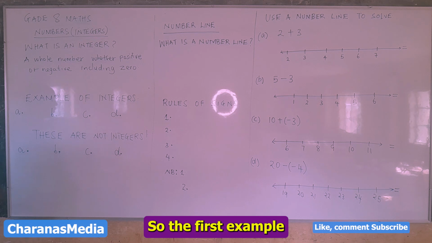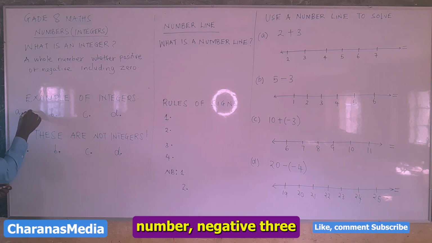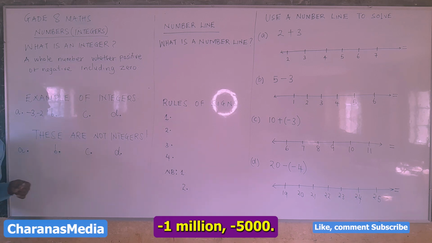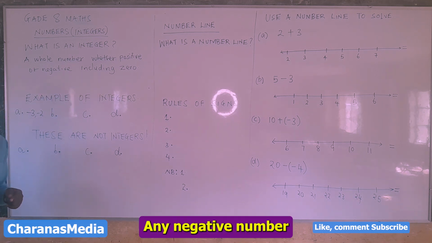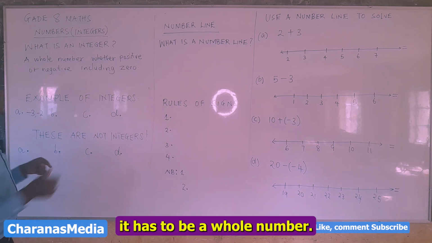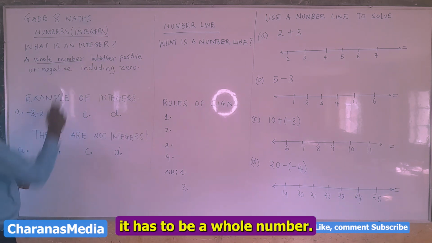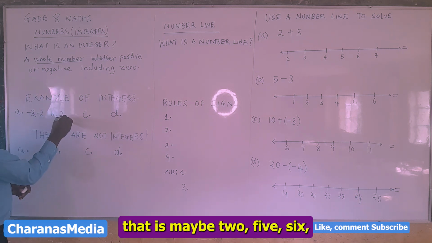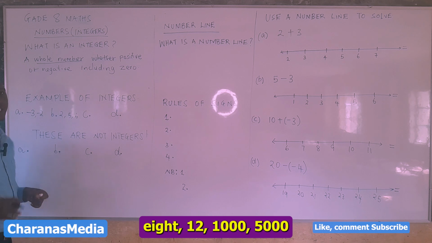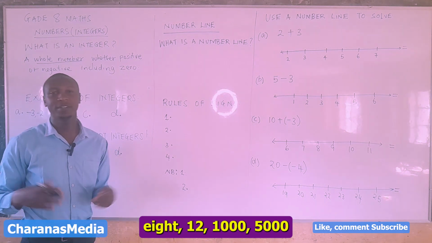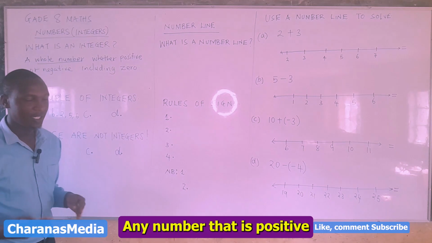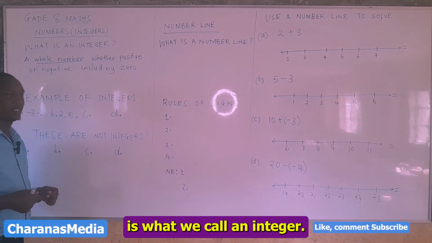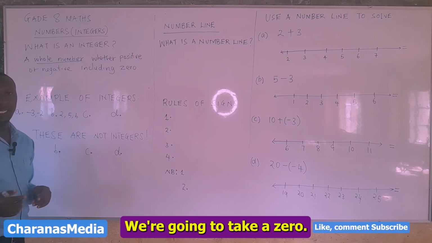So the first example, I'm going to take any negative number. Negative 3 can be negative 2, negative 4, negative 1,000,000, negative 5,000. Any negative number is an integer as long as it has to be a whole number. Now, the second example, we're going to take any positive integer, that is maybe 2, 5, 6, 8, 12, 1,000, 5,000, and so on. Any number that is positive, as long as it's a whole number, is what we call an integer.